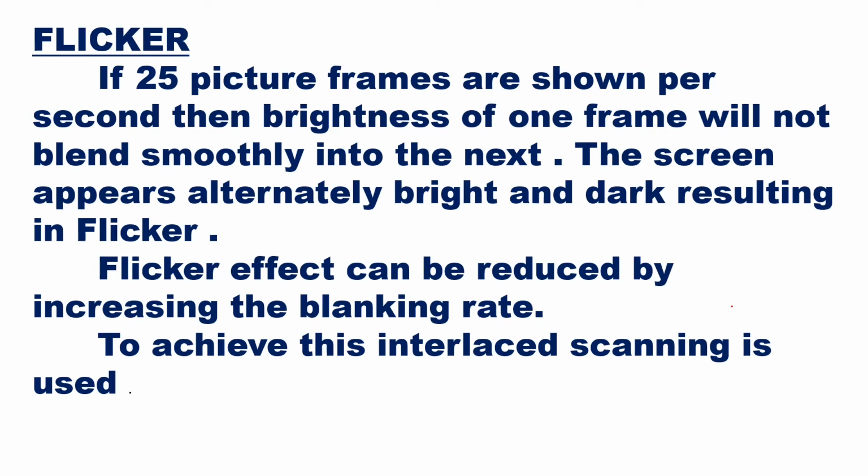It is a problem when the brightness of one picture, one frame, will not be transferred to the next frame smoothly. You will notice with your eyes that something is going round. Some black and white strips are coming in your picture, and that can be noticeable if you are sending 25 pictures per second. But if you convert this 25 into 50 by some means, then you can eliminate the problem of flicker.